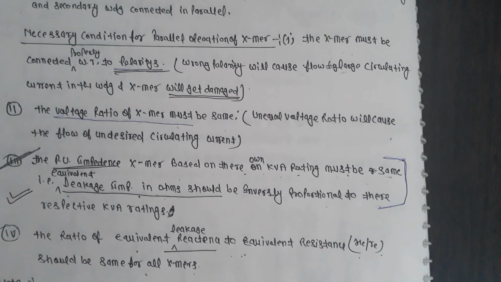And again, repeating the essential conditions. First, voltage polarity should be the same. Voltage ratios should be the same. Per unit impedance based on their own kVA rating must be the same. The ratio of equivalent leakage reactance to equivalent resistance must be the same. That means the power factor of each transformer must be the same. These are the conditions which we follow during the parallel operation of transformers.